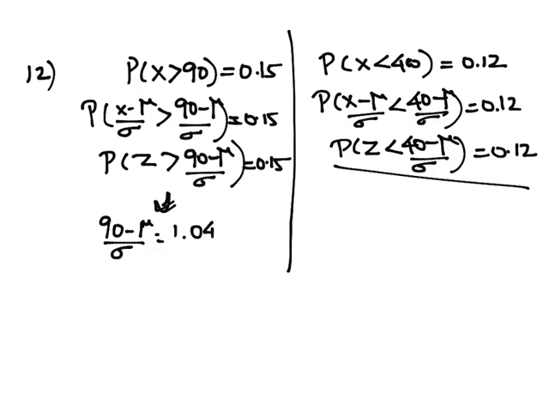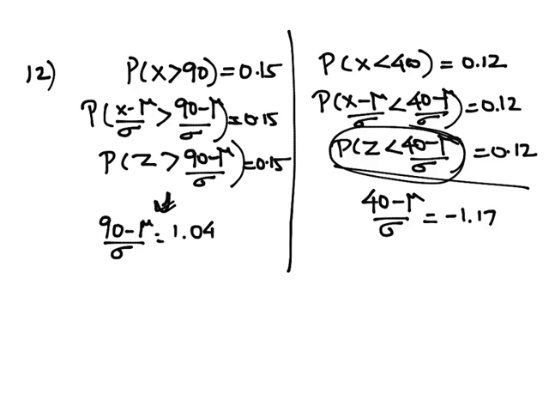Here again, go to distribution, go to normal, go to inverse normal. Now here for this, the tail is left, less than, so tail is left, area is 0.12, sigma is 1 and mu is 0. So you get minus 1.174. So you get 40 minus mu by sigma is minus 1.174, so minus 1.17. Okay, you got two equations.